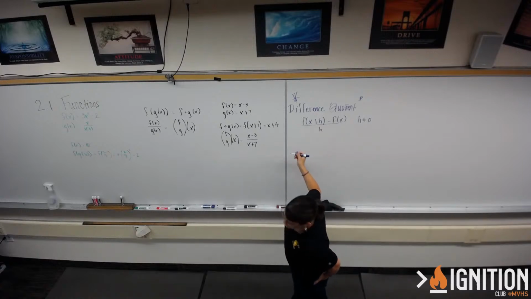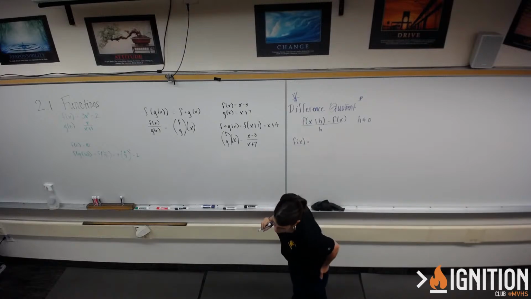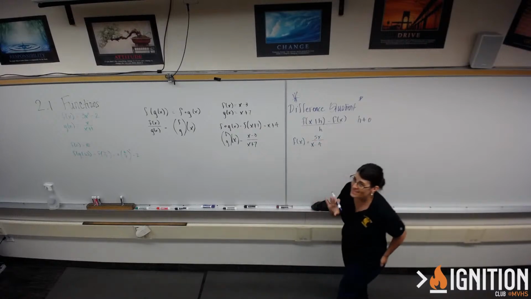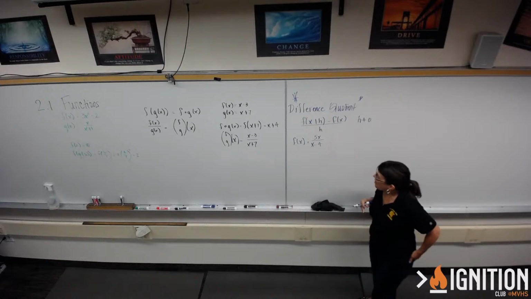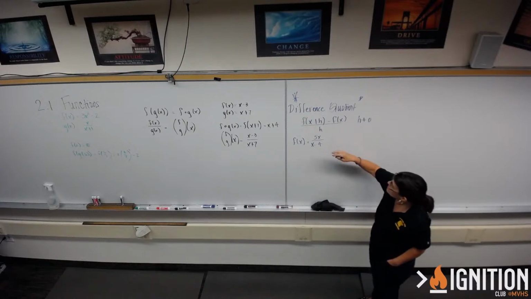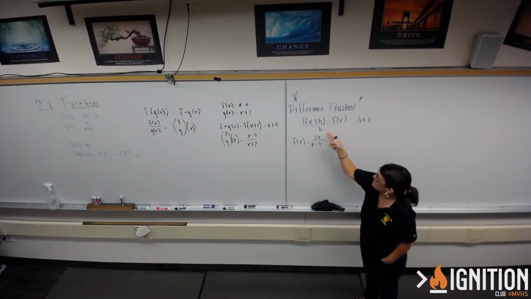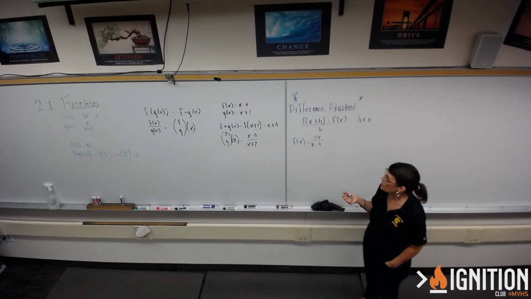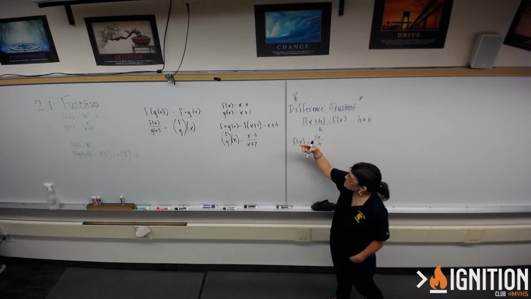This is number 88. I'm giving you that the function is 5x over x minus 4. I use a lot of the same problems from the book. All right, so I want you to find the difference quotient. f of x, cool, I already know that. h is just a variable. The f of x plus h.